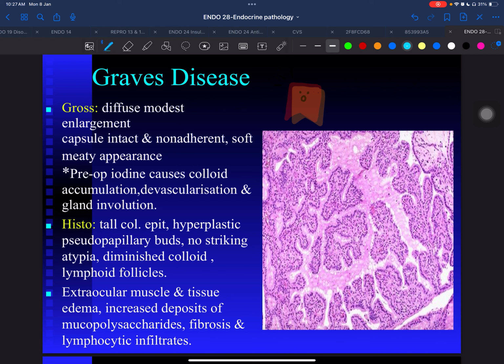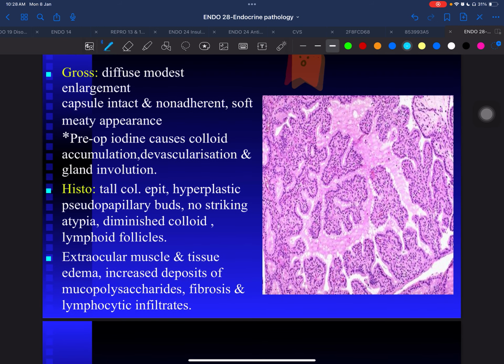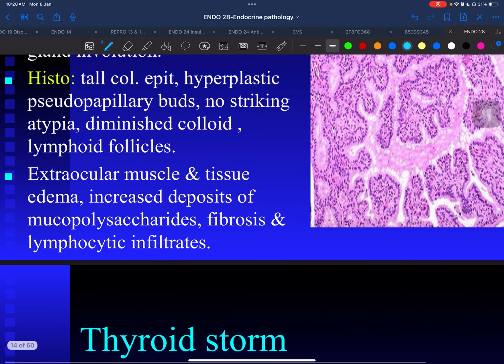Okay. And there can also be lymphoid follicles, but only a few. Not as many as in Hashimoto earlier. You see diffuse lymphoid follicles in the thyroid gland. But in Graves, you can see a few, but not that many as in Hashimoto's lymphoid follicles. And there is extraocular muscle and tissue edema, increased deposits of mucopolysaccharides, and also fibrosis and lymphocytic infiltrate. Mucopolysaccharides also sit behind the eyes. That's why it will push the eyes to bulge forward. It becomes proptosis. Okay, or ophthalmoplegia also.